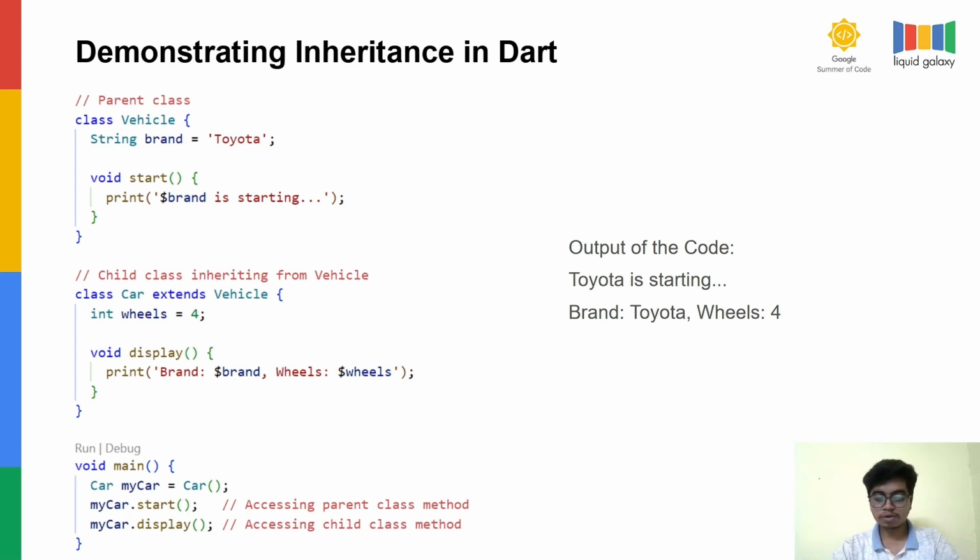You can see I haven't written the start method in this car class, but it will print Toyota is starting, because it's extending from the parent class. So start and brand are also available in the car class. This is the output of the code. Toyota is starting, and the next line we will get brand Toyota and wheels 4.